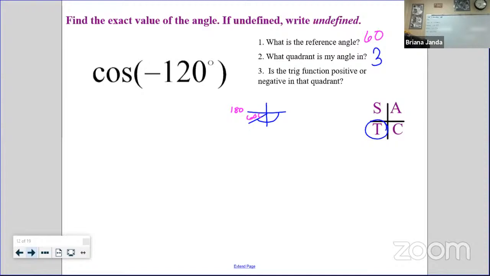Quadrant 3, all students take calc. We are doing a cosine problem, so negative. The only thing that would be positive here is if I were doing a tangent problem, and I am not. Okay, so if I pick to draw my special right triangle, I am going to pick the one that has 60 degrees as my reference angle.